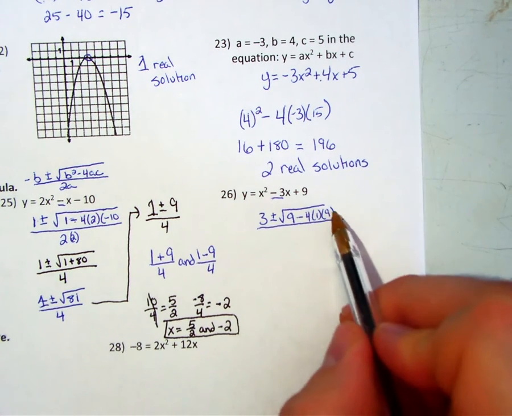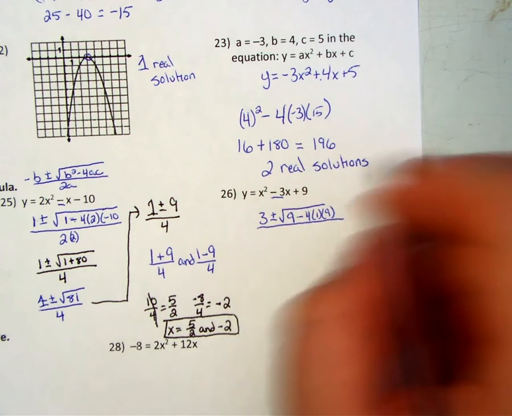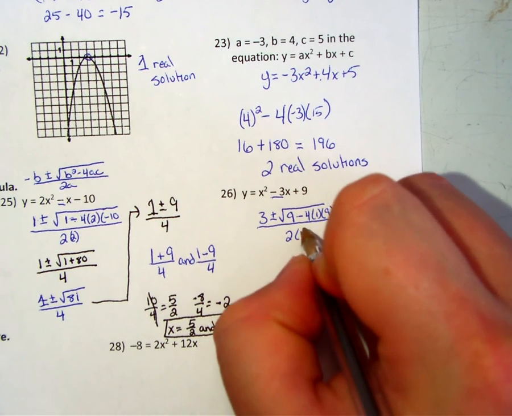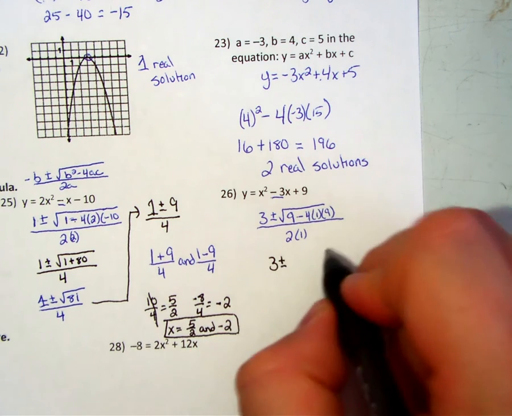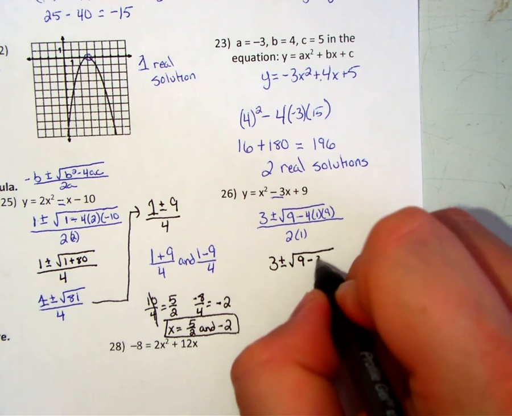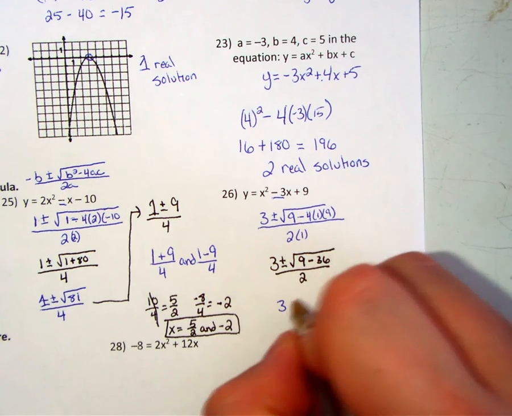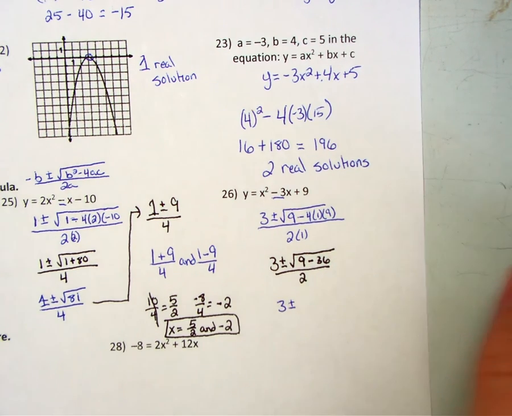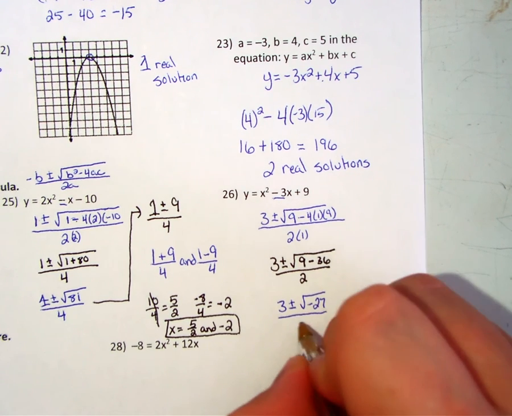Well, I should see right away that's not going to end up with a real solution, because 4 times 9 is 36, and 9 minus 36 is going to give me a negative value there. But let's keep going and find out what the imaginary solutions are. Over 2 times 1. So let's clean this up. 3 plus or minus the square root of 9 minus 36 divided by 2 gives me 3 plus or minus the square root of negative 27 divided by 2.